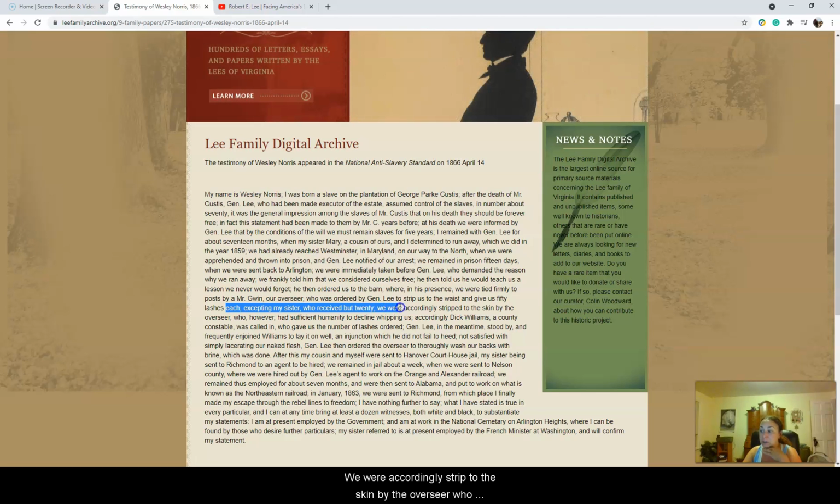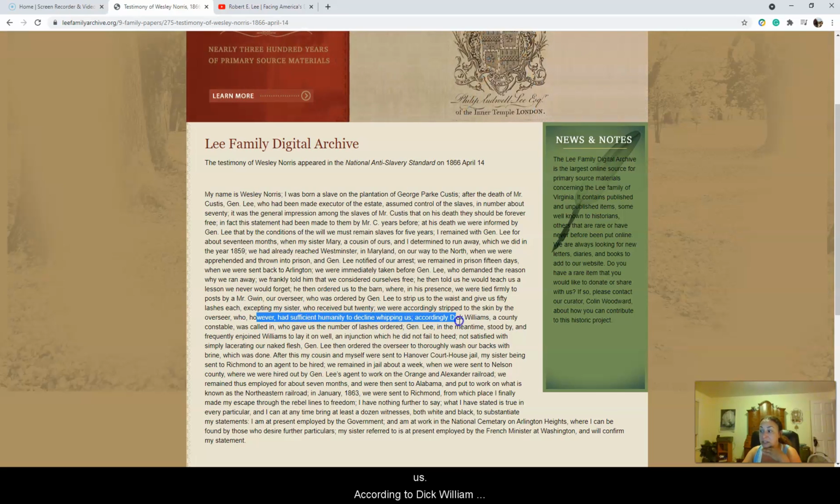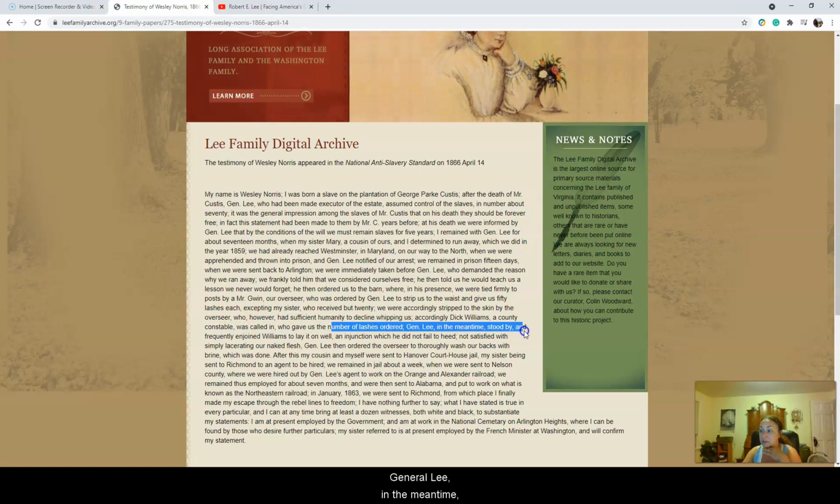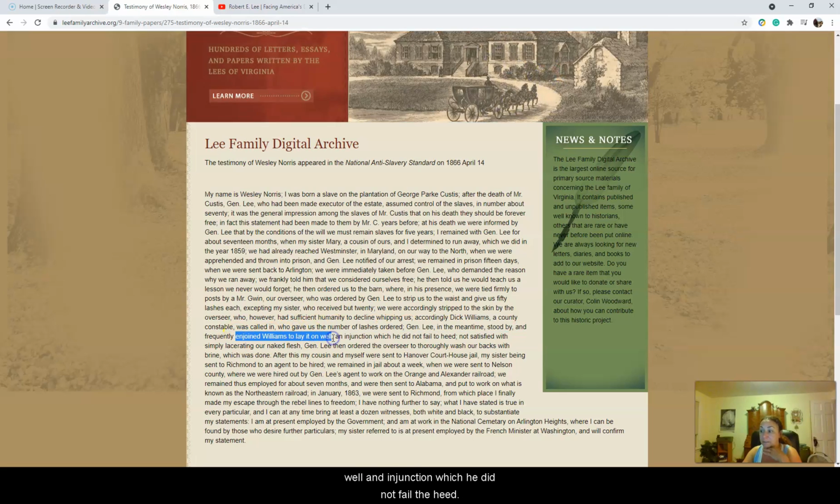We were accordingly stripped to the skin by the overseer, who, however, had sufficient humanity to decline whipping us. According to Dick Williams, a county constable was called in, who gave us the number of lashes ordered. General Lee, in the meantime, stood by and frequently enjoined Williams to lay it on well, an injunction which he did not fail to heed.